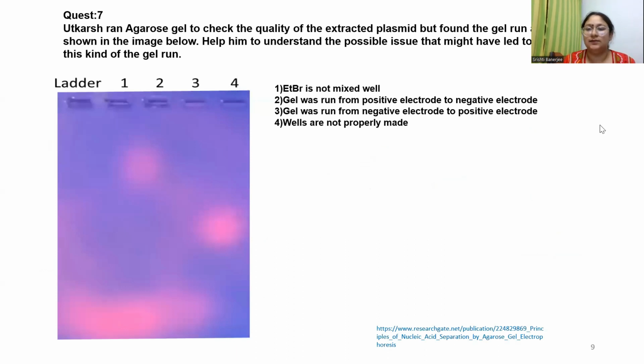Somebody named Utkarsh had run an agarose gel to check the quality of extracted plasmid, but found that the gel run was poor. He found a gel like this. So what could be the possible explanation? Why has such a hazy gel come up? What could be the reason? It's hazy, it's not a very clear gel, I guess.